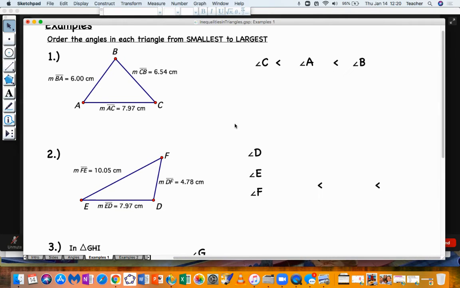All right, we'll do another one. E, same thing, smallest to largest. So shortest side is 4.78. That is opposite angle E. So E is your smallest. Next smallest is 7.79. That is opposite angle F. And your greatest or largest angle is opposite this longest side, which would be D. And there's your inequality statement for that question.